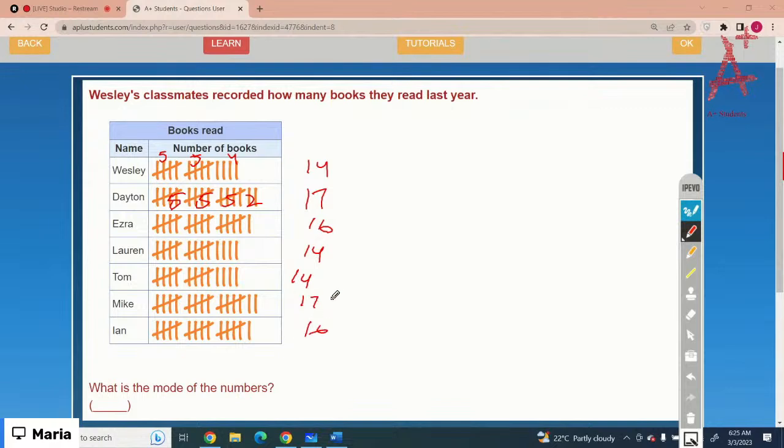So which is the mode? Mode is the number that appears the most in the data. So which number appears the most in the data? 14. It appears 3 times: 1, 2, 3. So 14 is the mode of the data. Got it?